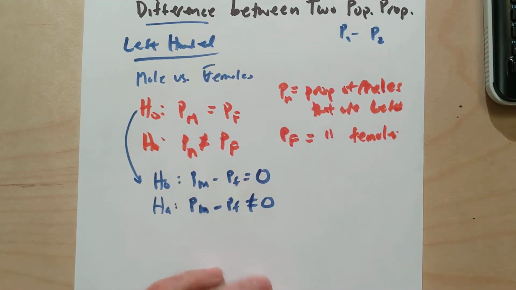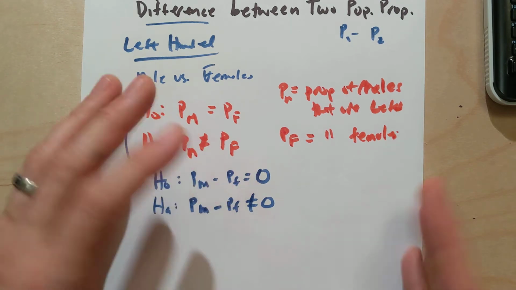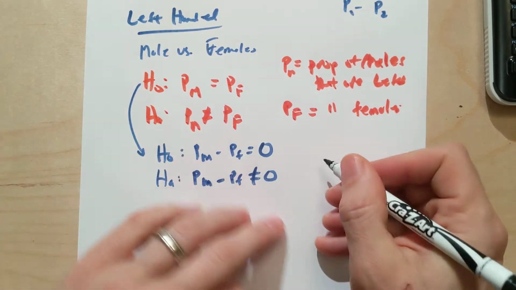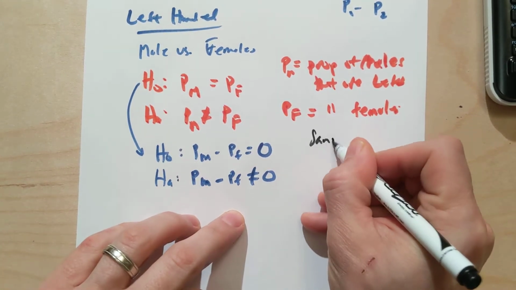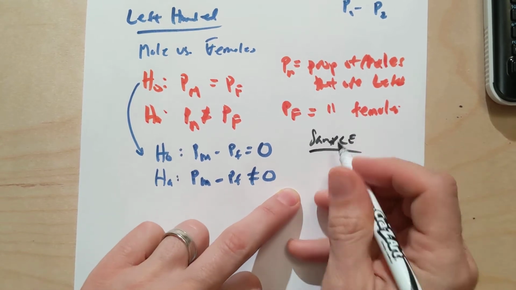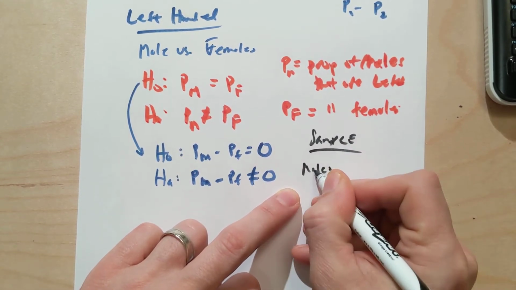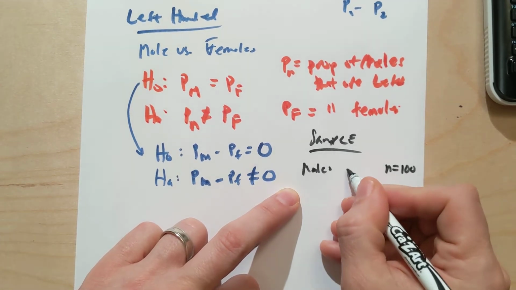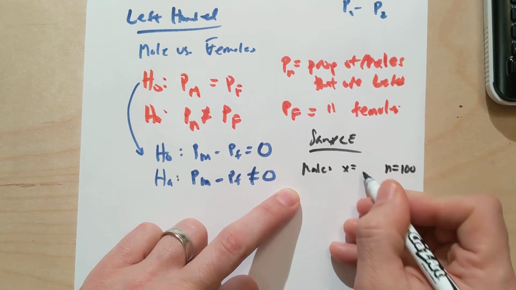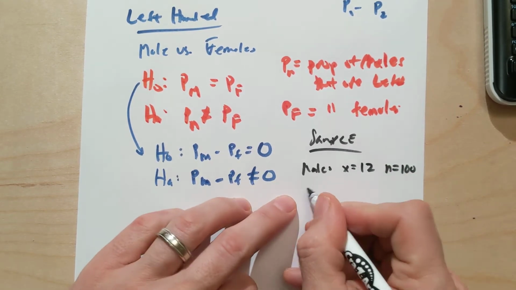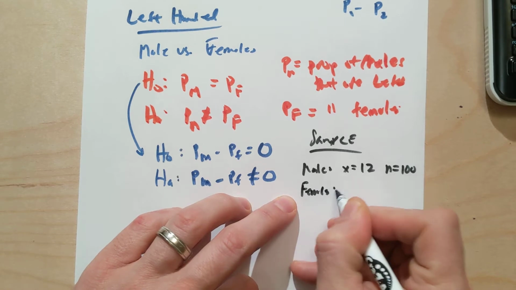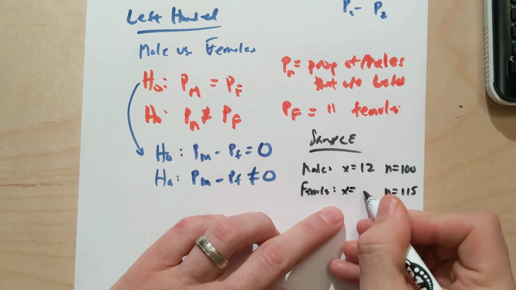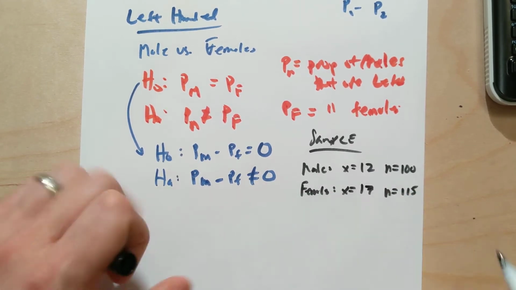All right, so how would I actually carry out this test? Well, we're going to have to first collect a sample. Let's say this is my sample data, in a little table. Here are the males. Let's say in the males, I surveyed n equals 100 people, and I found x equals 12 of them that were left-handed. And then with the females, let's say this time I sampled 115, I'm just making this up, and I found 17 of them were left-handed, right?